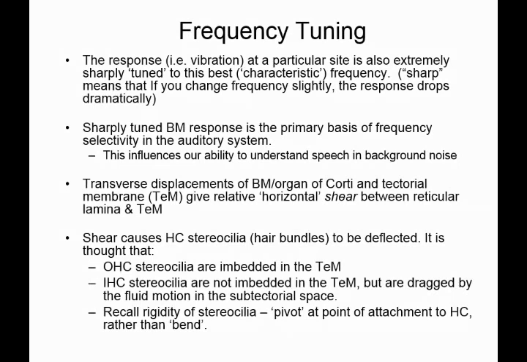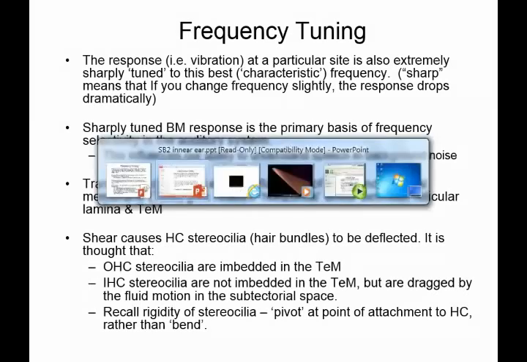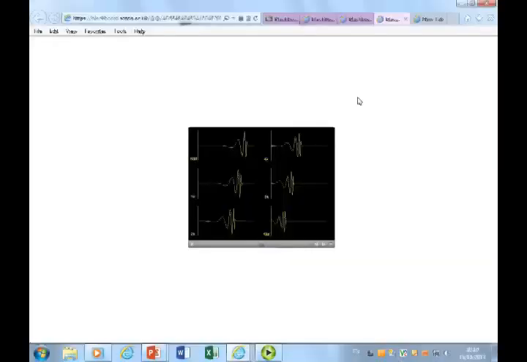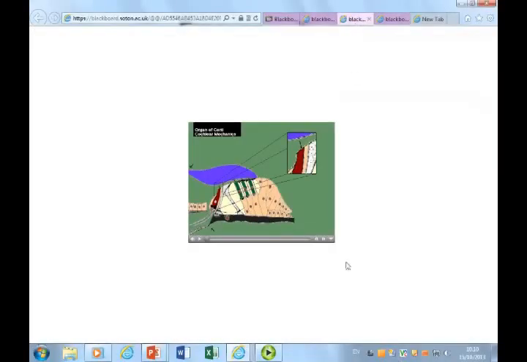Okay. So the response at a particular site is extremely sharply tuned to the best frequency, or the characteristic frequency, at each point. Sharp means that if you change the frequency slightly, the response drops dramatically, mostly to the higher frequencies, not so much to the lower frequencies. As you can see here, if you change this one from 16 to 16.5, there is nothing, because it's a very, very sharp edge, but in low frequencies it's not so sharp.